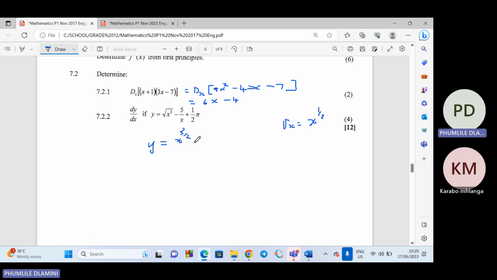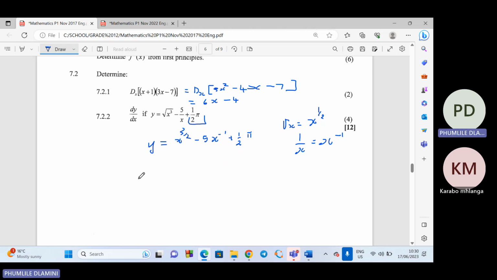So this one is going to be 3 over 2 minus 5, right? Minus 5 x to the power negative 1. When you have 1 over x, 1 over x is the same as x to the power negative 1. So I'm rewriting them properly so that you don't have a problem. Plus 1 over 2 pi. Pi is a number, so everything you see here from 1 over 2 is a number, because pi is a number.